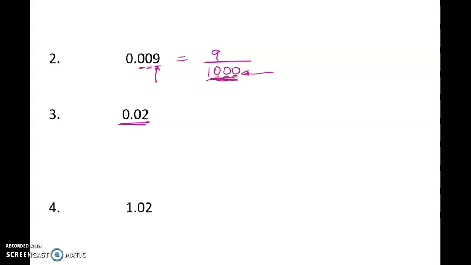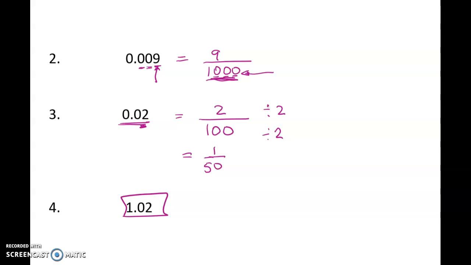For the next one, 0.02, the furthest column over is the hundredths. So my denominator is going to be 100, and I've got 2 in the numerator. And I can simplify that to 1/50th, so I'm dividing the numerator by 2, and I'm dividing the denominator by 2. If you've forgotten how to simplify fractions and you want some work on that, please just shoot me an email and I can set you some, or go through it in a Google Meet.